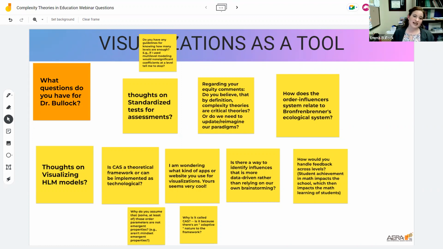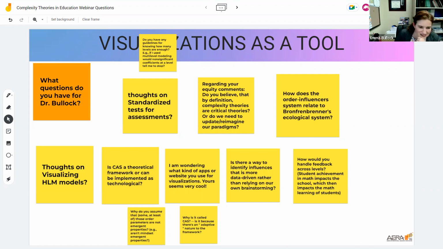Thoughts on visualizing HLM models? I would love to explore that. I have not yet, so that could be a next great place to go. Like I said, I've been living in this world of trying to make this more accessible for about 2 years now, and there's a lot more work to be done in that realm. And so I invite all of you to come and join me.